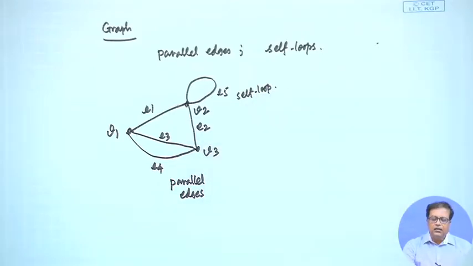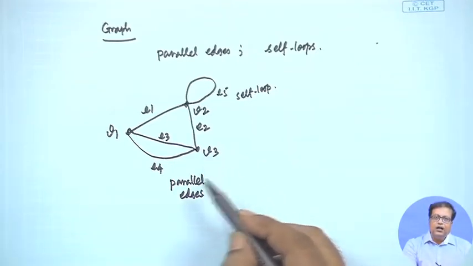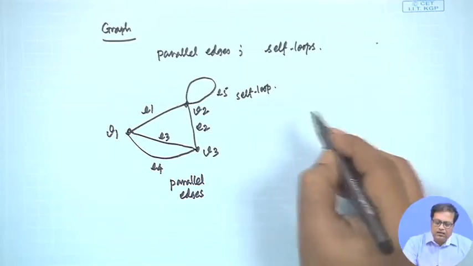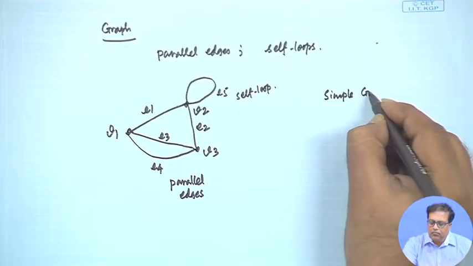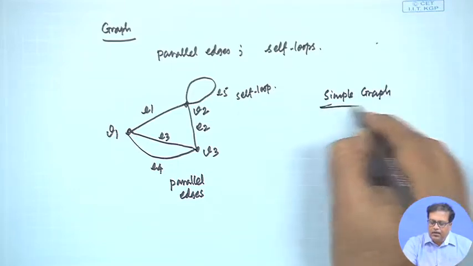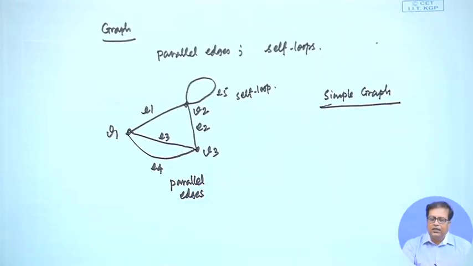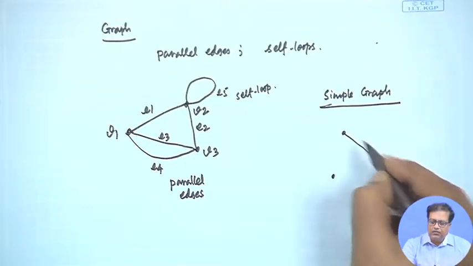Practically, there are many situations when you can have parallel edges as well as self loops, right. But there could be other situations where we have a graph that does not have parallel edges or self loops. Those kinds of graphs are called simple graphs. So, what is a simple graph? A simple graph is a graph that does not have parallel edges or self loops. So, like this one is a simple graph.